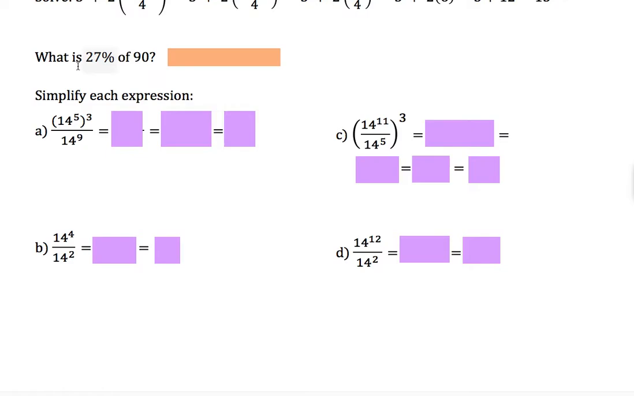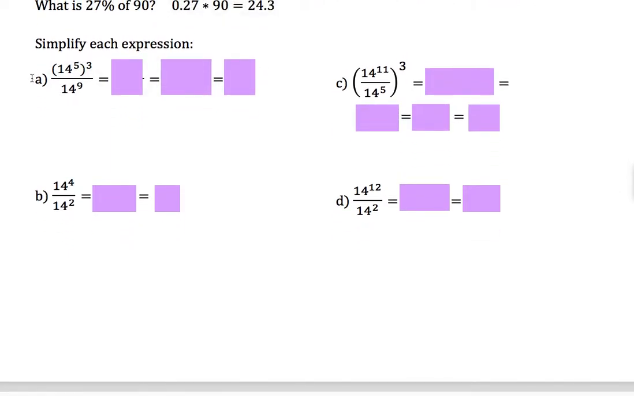Next problem, what is 27% of 90? So for this we need to convert the 27% into a decimal, so it's just going to be 0.27. And in order to find out what 27% of 90 is, we're going to multiply 90 by 0.27, and then we plug that into the calculator or do it by hand, and we get 24.3.